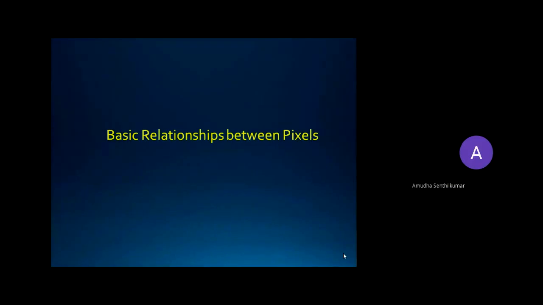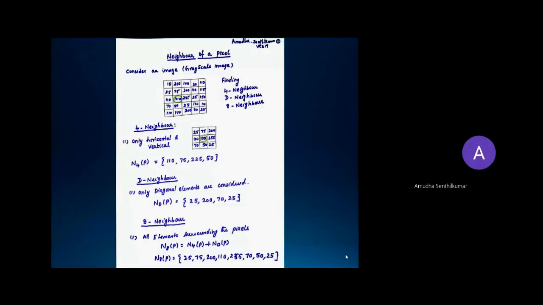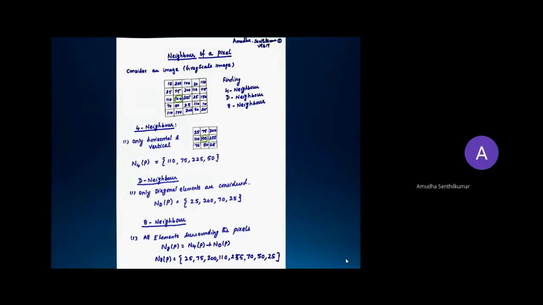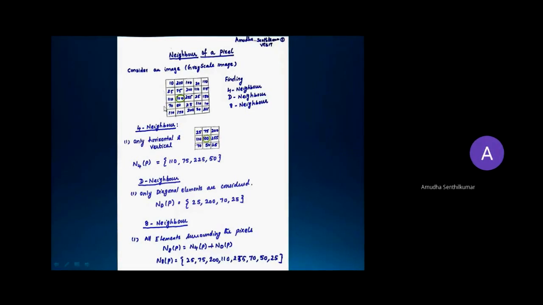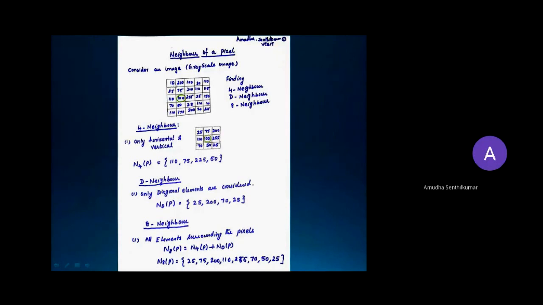So, basic relationship between pixels. First, neighbors of pixels. I already have explained the theory about the neighbors of the pixel. Today we'll see an example. I've taken a grayscale image, which is a 5 by 5 matrix. In this, I've put the grayscale values.